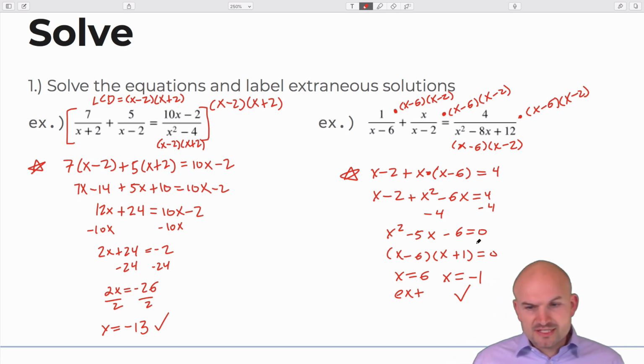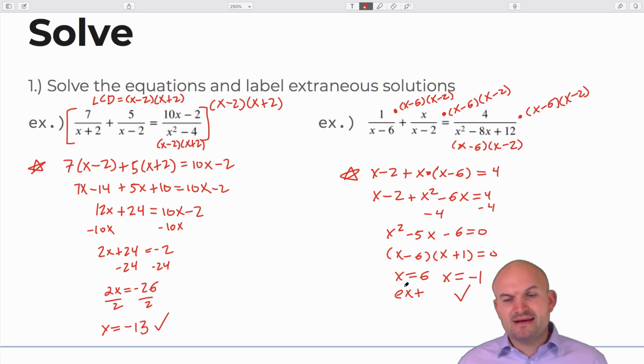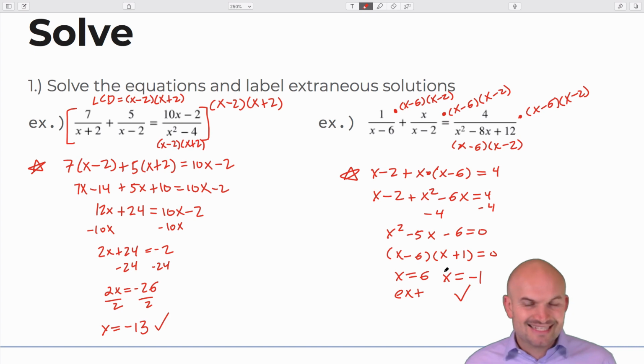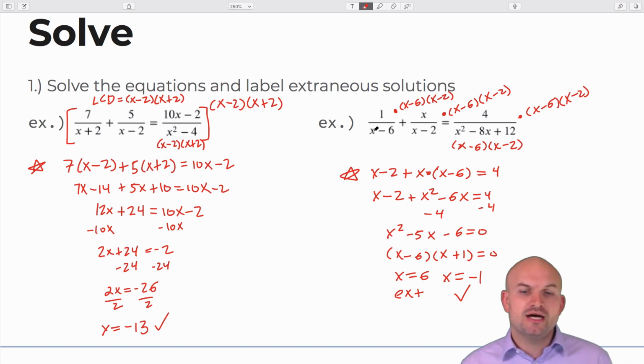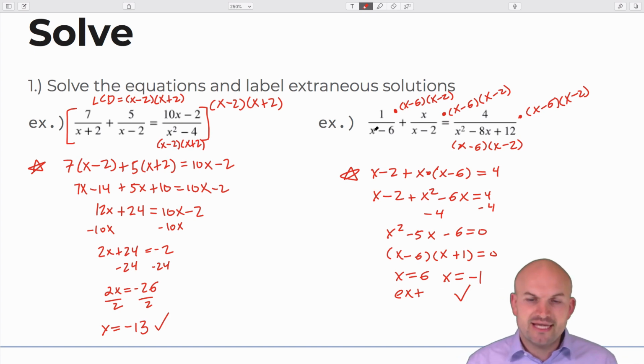But in this case, this one was factorable, and I get my two solutions, x equals 6 and x equals -1. However, going back to the original equation, you can see that 6 makes my original equation undefined, so it is extraneous and not an actual solution to the equation.